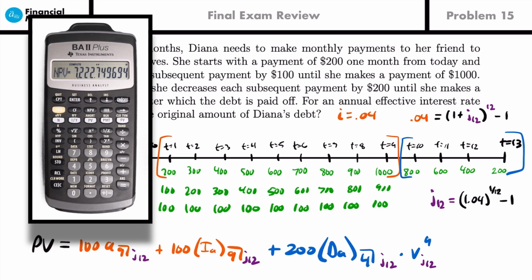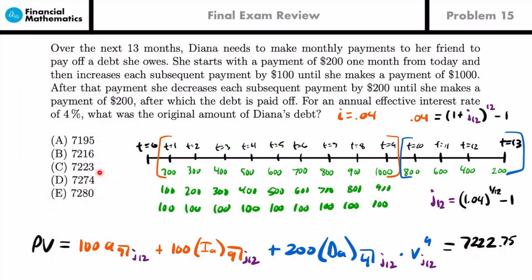Okay, but regardless, we found that the present value was equal to $7,222. And I guess there's about 75 cents there. So that would round up to $7,223, which takes us to answer choice C. Okay, so that was the final answer to this problem. That's the present value of this stream of payments for 13 months. The debt that Deanna owed to her friend was of that amount, $7,223.